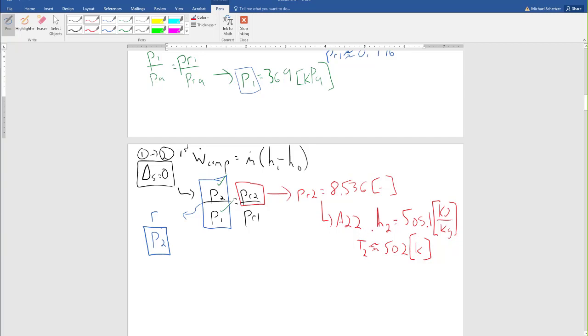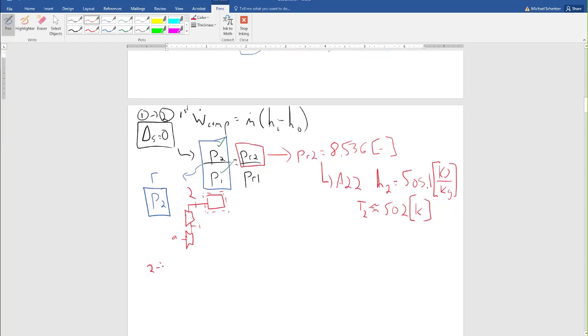Now, here's the cool thing. We had our diffuser, which we did, then we had our compressor, which we did. Now we're at the combustor. So we did A, 1, 2. Now we're going to go from state 2 to state 3. The best part about state 3 is they told us T3.